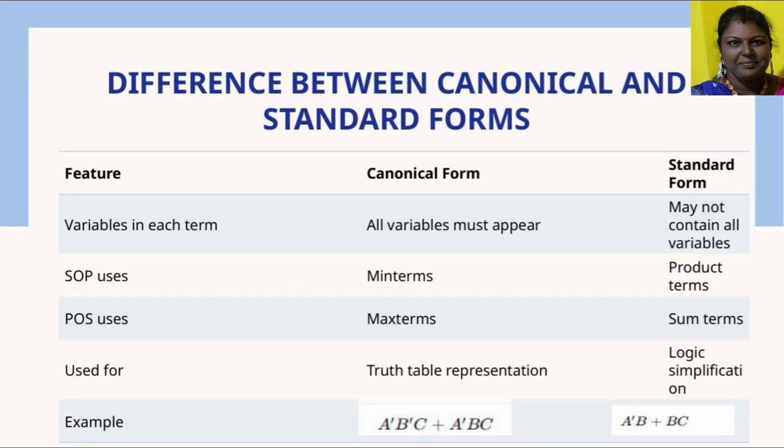Let's break down the difference between canonical and standard forms in logic expressions. In canonical form, every variable shows up in each term, no exceptions. Standard form is more flexible. Terms might leave out some variables. When we talk about sum of products, or SOP, canonical uses minterms, while standard uses product terms. For product of sums, or POS, canonical relies on maxterms, and standard uses sum terms. Canonical forms are great for representing truth tables exactly, but standard forms help us simplify logic more easily.